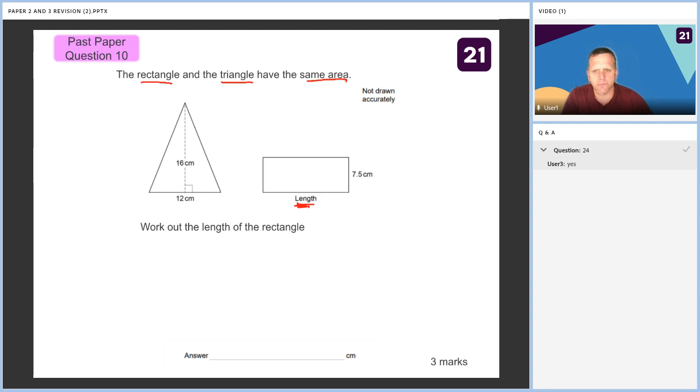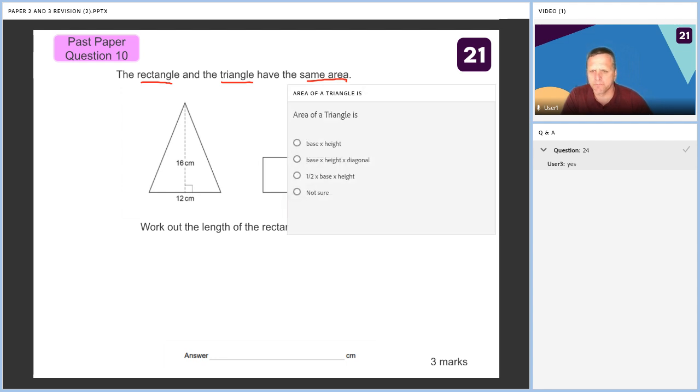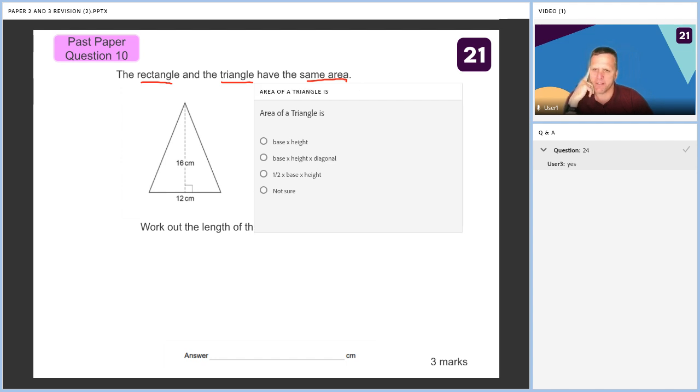First of all, how do we find the area of a triangle? Which formula is correct for the area of the triangle? Remember, I covered that rectangle up because I don't want you to be thinking about that rectangle. How do I find the area of a triangle? Okay, good. Most of us have got that correct, so well done.